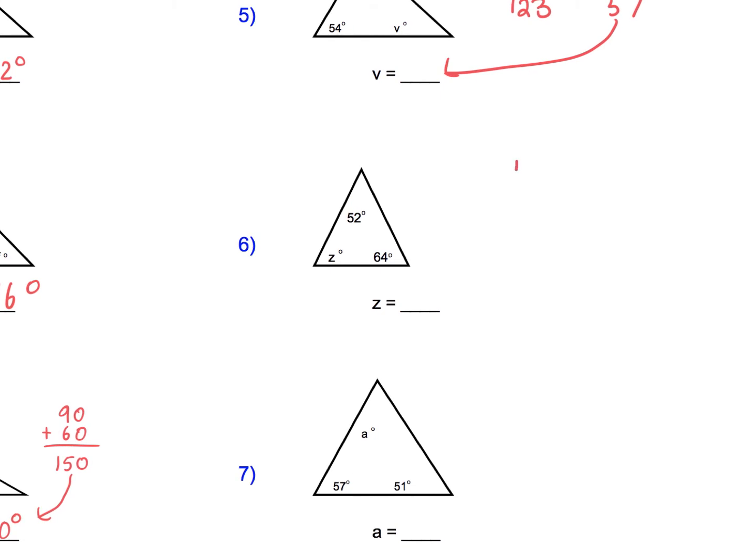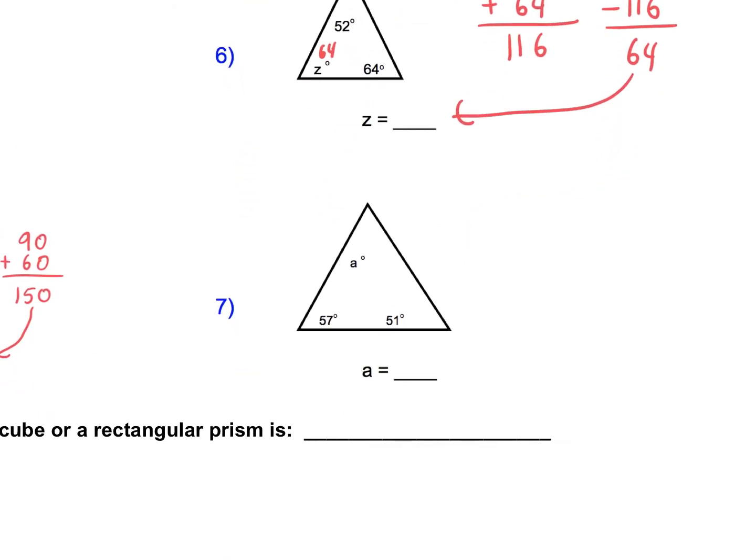Let's look at number 6. When you add those 2 up here, we get 116. And let's go ahead and subtract. We get 64, which tells me if I have 2 angles that are the same, we have an isosceles triangle.